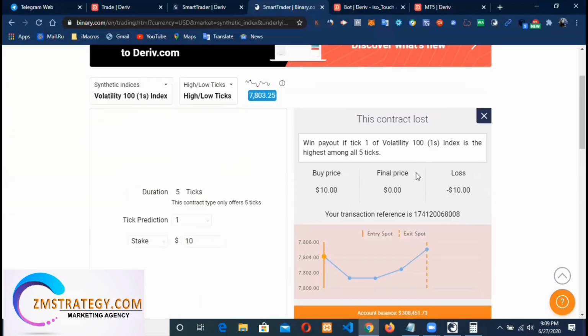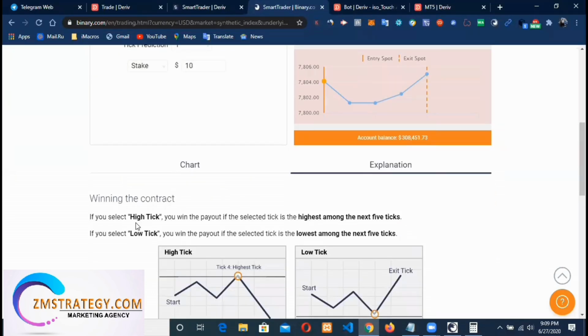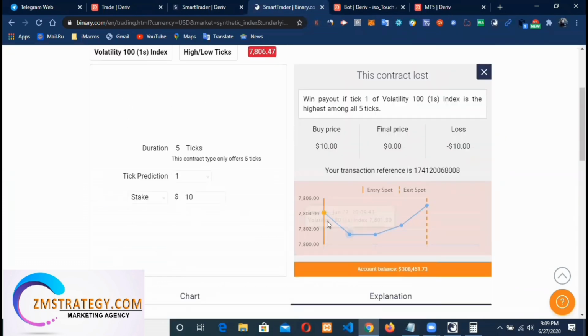Now we are predicting one tick, and we are using five ticks and saying high and low tick. The reason we end up at a loss is that this one tick we are using must be higher than the rest four ticks. But if, for example, the last tick, the second tick or the third tick is not above this first tick, we are going to lose the trade.